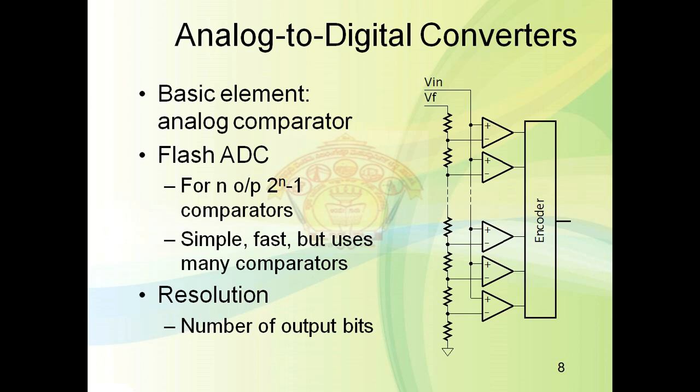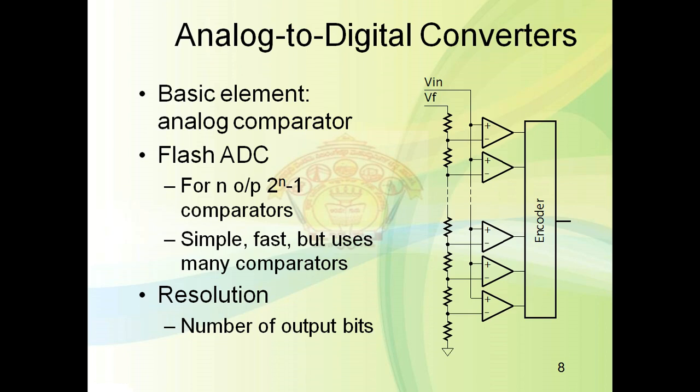Okay, so the simple flash type ADC is very simple and fast, but it uses many comparators. What is the disadvantage? The disadvantage of the flash type ADC is that it requires a large number of comparators, and hence it is practically used where we require a small number of bits. So the common flash type ADC is an 8-bit ADC.